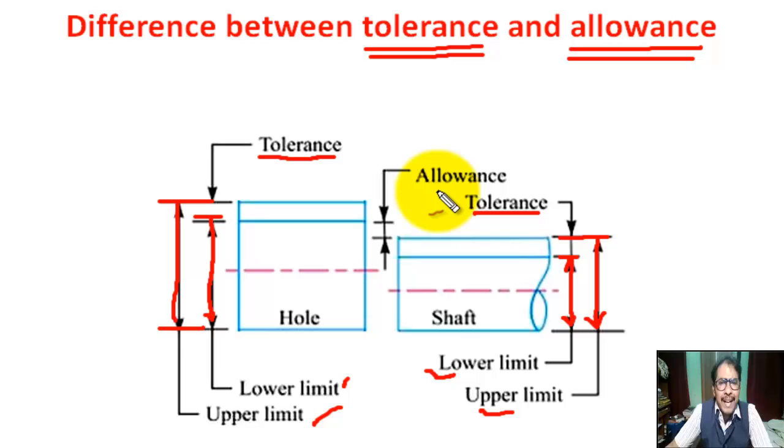Now, what is allowance? Allowance is between two mating parts. Here, the mating parts are hole and shaft. Allowance is the difference between the lower limit of the hole and the upper limit of the shaft. This difference is called allowance. Okay.